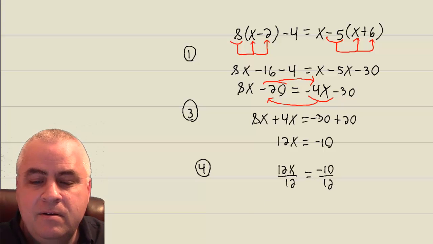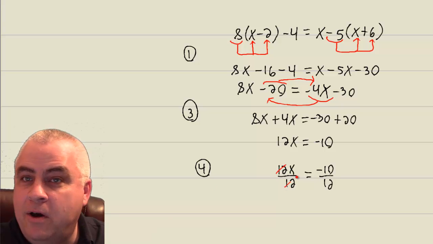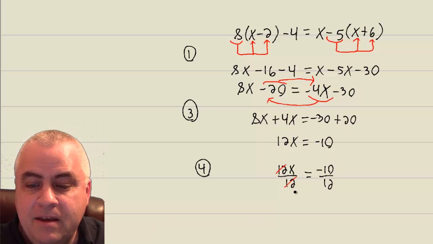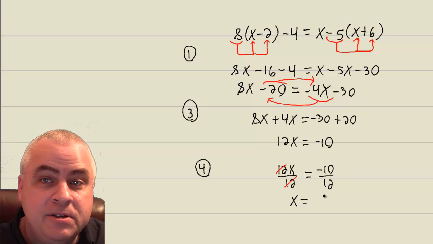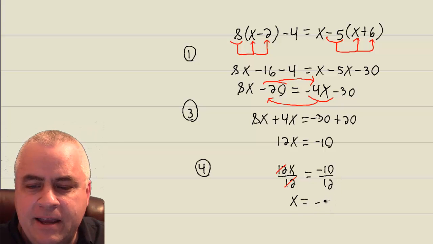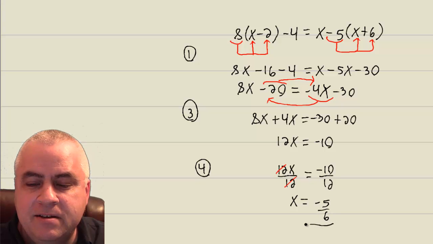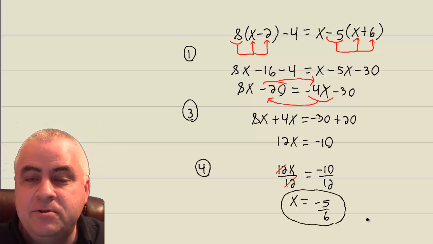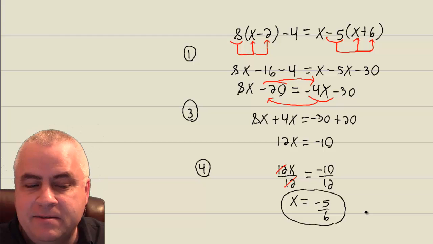When we do that, those 12s are going to cancel. And this fraction reduces. 10 and 12 are both divisible by 2. So I got negative 5 over 6. So our answer is x equals negative 5/6.